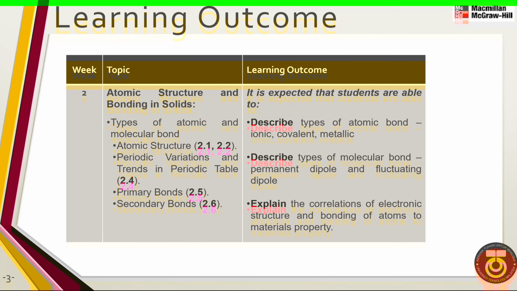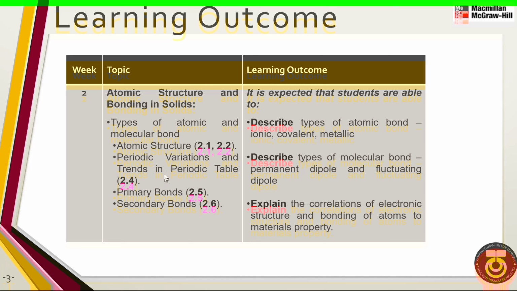So specifically, the topic that I am going to discuss is on the types of atomic and molecular bond. Okay, so we have atomic bond and molecular bond. So students should be able to describe these two different types of bond. Okay, so for types of atomic bond, we have ionic, covalent, and metallic. Actually, this belongs to the primary bonds, and students should also be able to describe types of molecular bond, focusing on permanent dipole and fluctuating dipole, and this should be the secondary bonds. Okay, types of molecular bonds is under the topic of secondary bonds.